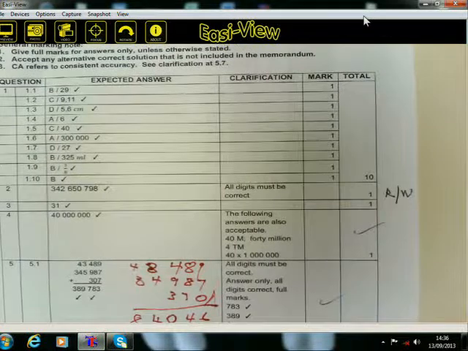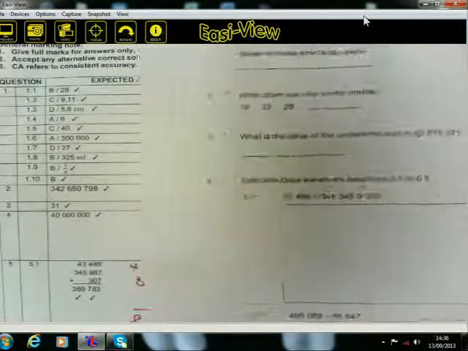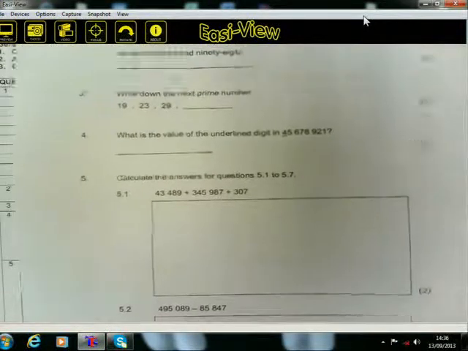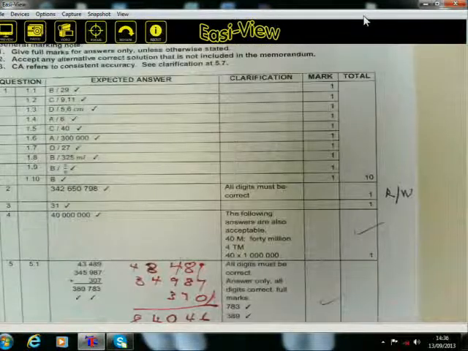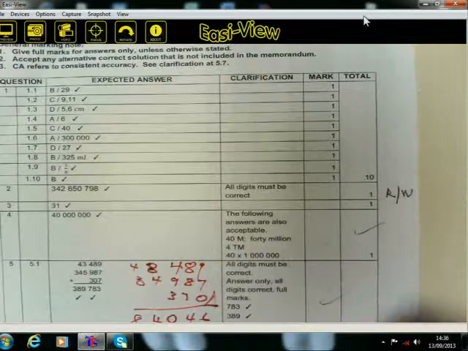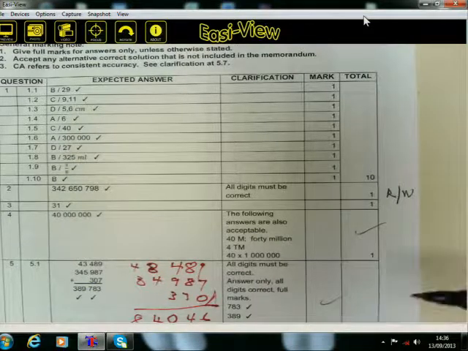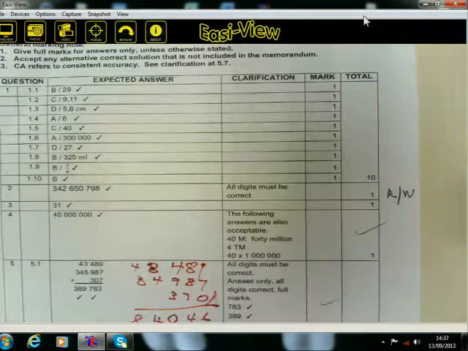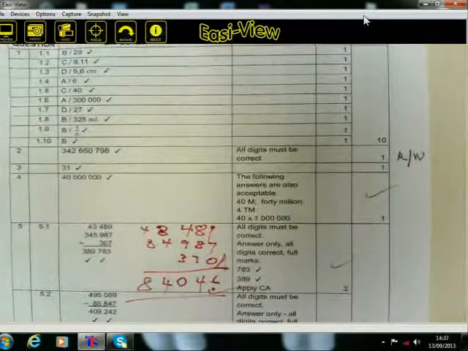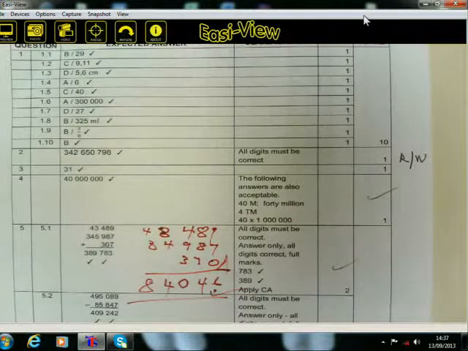Let us look at 5.2 there. He was supposed to subtract, and it's 2 marks. Let's look there. He's supposed to subtract that number. They say here the correct answer is there. You give him 2 marks. You give him 2 marks there. You give him 2 marks here.